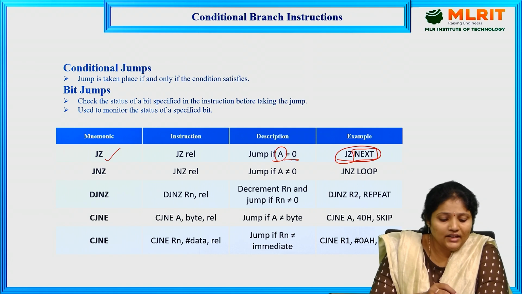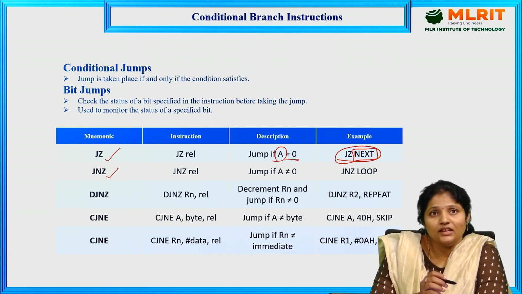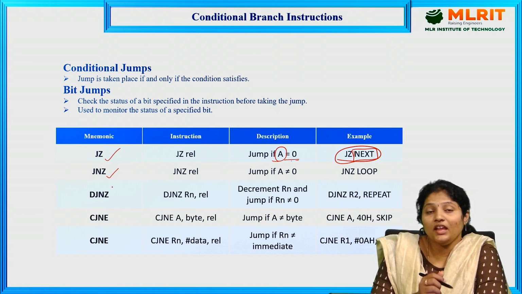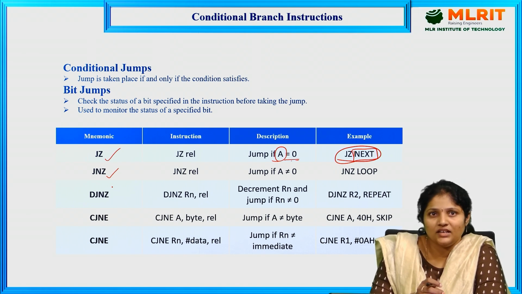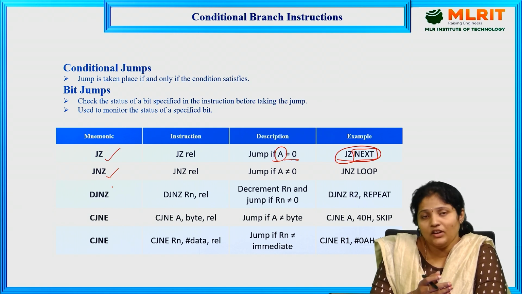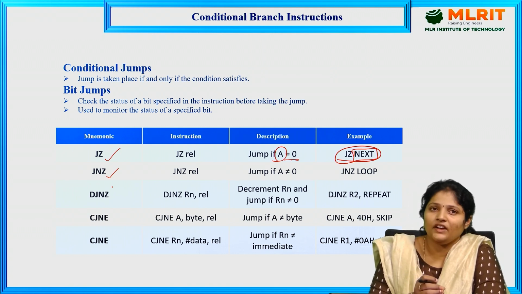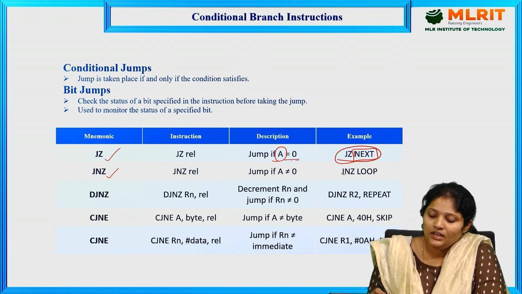Coming to the next one, JNZ, jump if not 0. The same, but the opposite, vice versa. Here it will check if A does not equal 0. If A is not equal to 0, then only this condition will be satisfied. If the condition is not satisfied, the controller will execute the next instruction. If the condition is satisfied, then it will move to the specified address location.